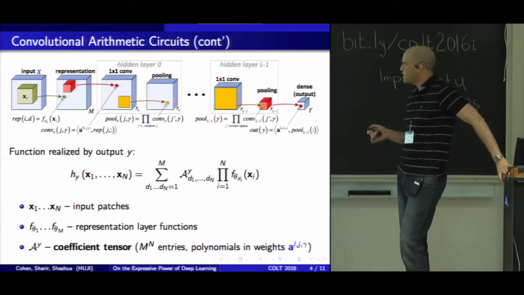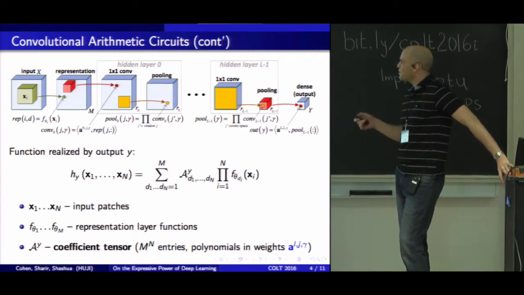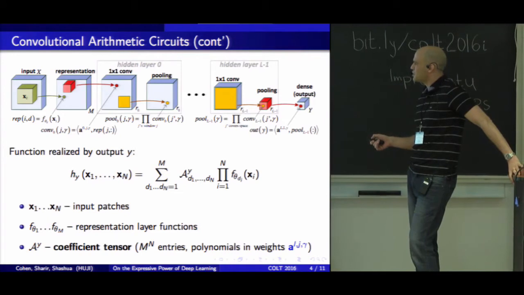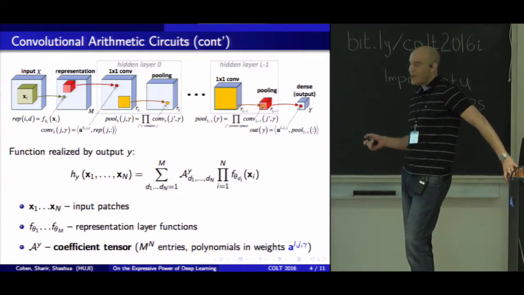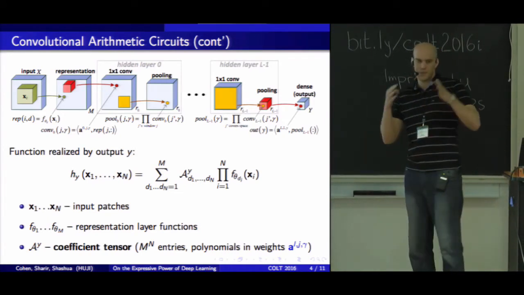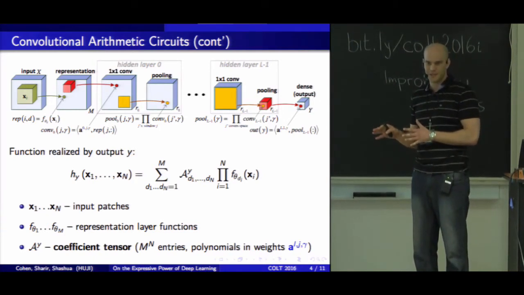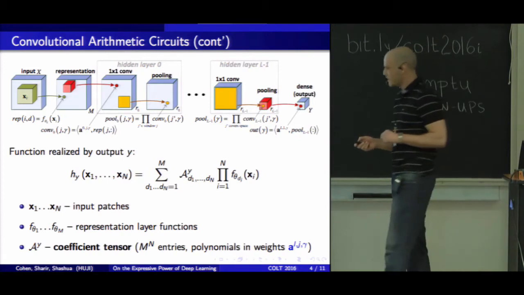And the key observation here is that the network computes this function by applying a tensor decomposition to this coefficient tensor. And there's a one-to-one correspondence between the structure of the network and the type of tensor decomposition that underlies it. So now I'll go through two canonical examples.